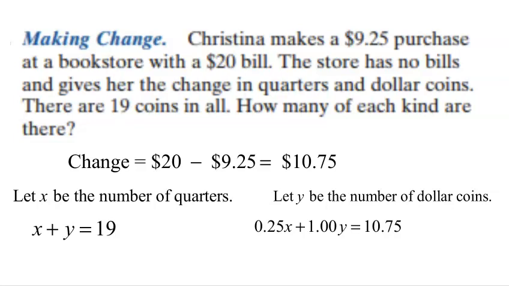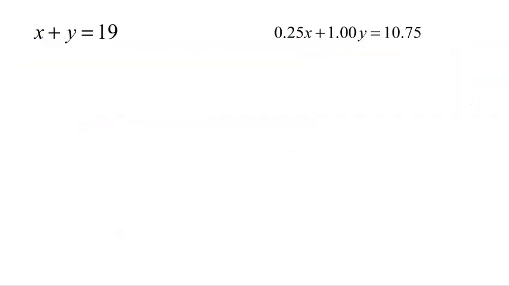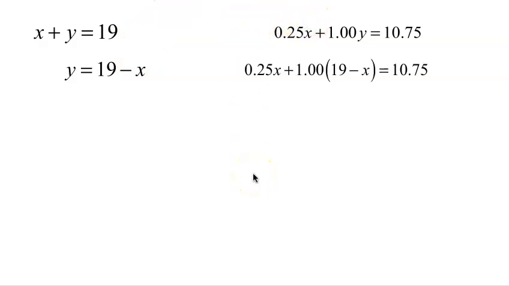So let's go ahead and solve that system of equations using substitution. X plus Y is 19, and 0.25X plus 1Y equals 10.75. Solve for one of the variables on the left. I like to solve for Y. Y is 19 minus X. Plug that in parentheses in the second equation. So 0.25X plus 1 times Y, Y is 19 minus X, equals 10.75.